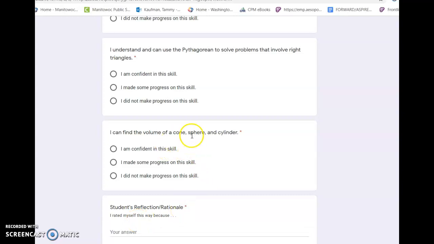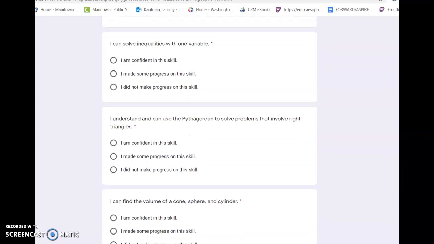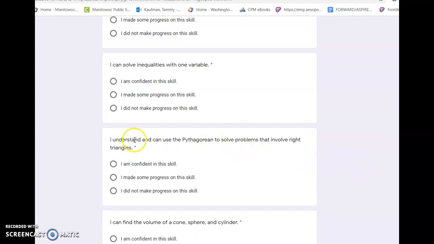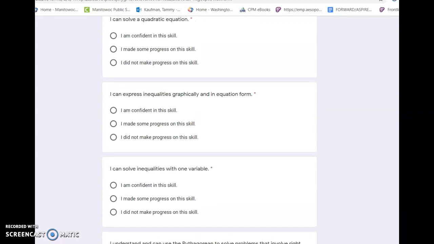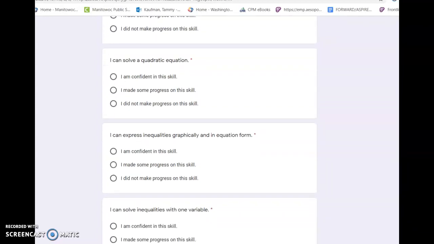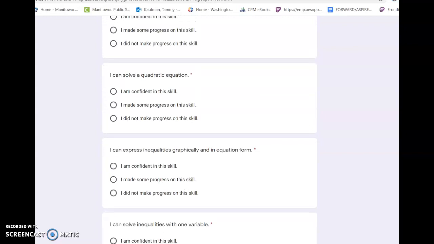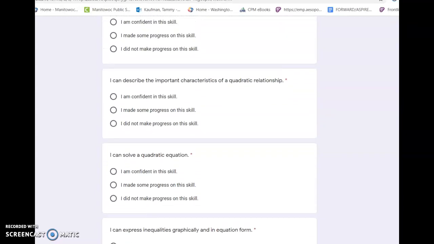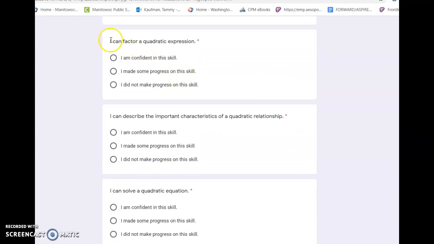But if you go all the way to the end, this is the first quiz that we took. It was, I can find the volume of a cone, sphere, and cylinder. That was the very first one, and I'm going to show you in Google Classroom where you could find that. And then we did Pythagorean's theorem. Now I apologize, it should say Pythagorean theorem to solve problems. That was the second thing. And then we kind of skip up into here, where we went to factoring. So that's this one. We learned how to factor quadratics.